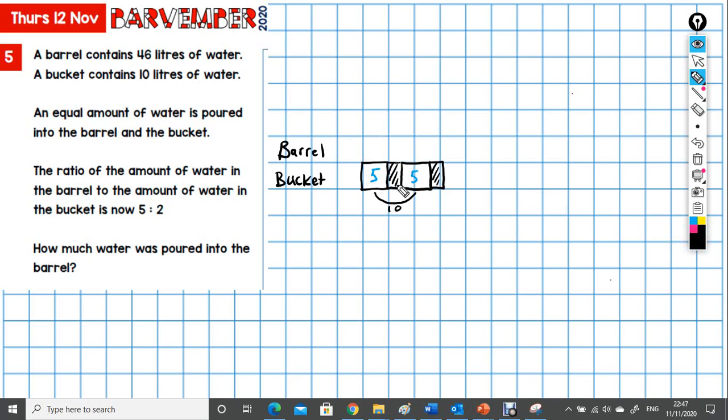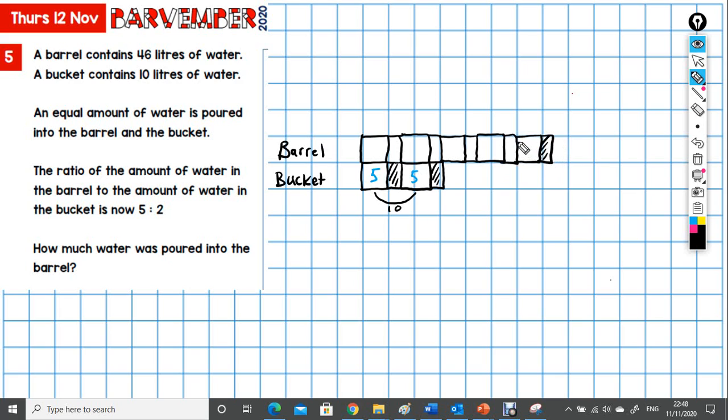So if I've got 2 of these sets for the bucket, I need 5 of them for the barrel. Okay, so 1, 2, 3, 4, and 5.